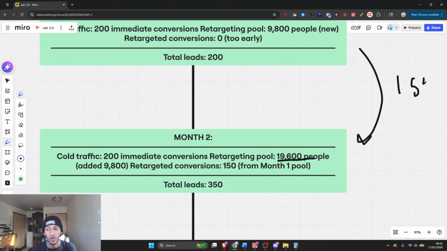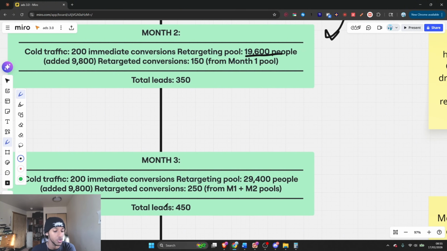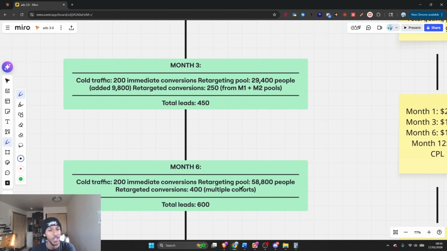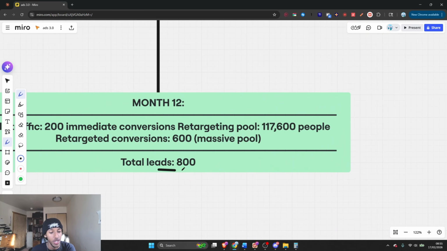That's amazing. Month 3, 200 immediate conversions, retargeting pool is 29,400 people. You add another 9,800 people. Retargeted conversions, 250 from month 1 and month 2. Total is 450. Month 6, cold traffic, 200 immediate conversions, retargeting pool 58,000, total leads 600, so on and so forth, going up to 800.